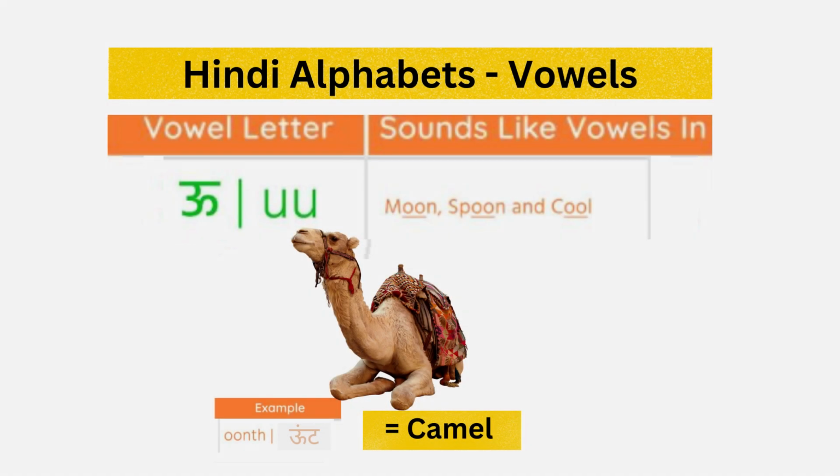The sixth vowel in the Hindi alphabet is Oo. It is similar to how you pronounce vowels in words like moon, spoon, and cool. The vowel sound here is stressed. In writing, we put a curve in between the letter U to represent Oo. The Hindi word oont, which means camel, starts with the letter Oo.